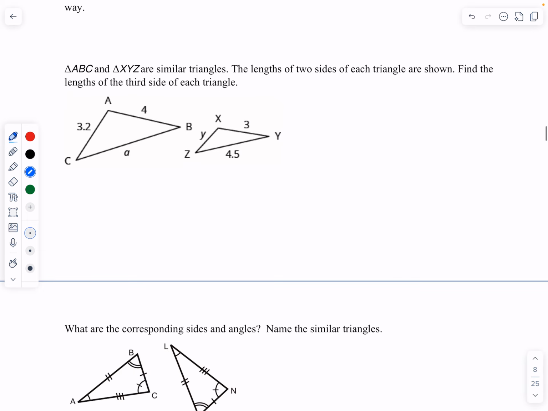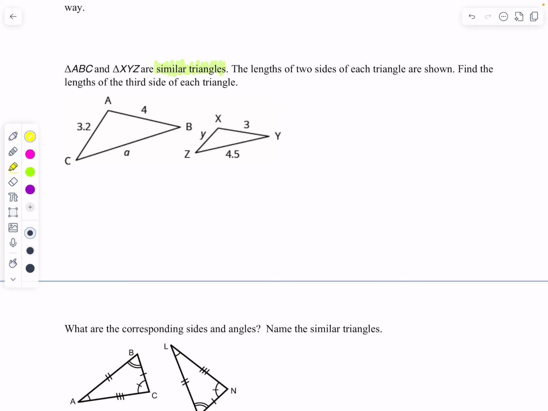So let's look at triangle ABC and triangle XYZ and see that it's telling us that they're similar triangles. So if they're similar triangles, then we can make ratios and be able to solve for missing sides. The length of 2 sides of each triangle are shown. Find the length of the third side, so the missing sides. Again, they're telling us this order, A, B, C. So I'm going to label these sides so I can keep track.